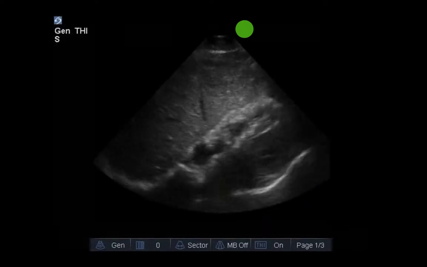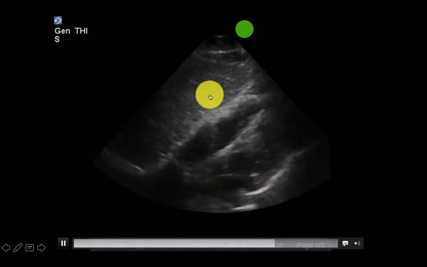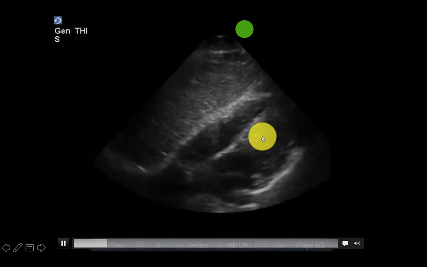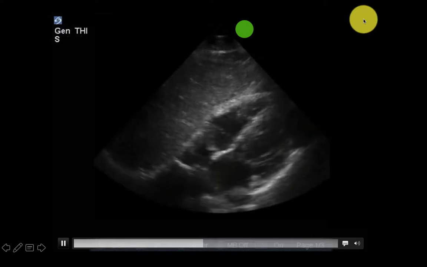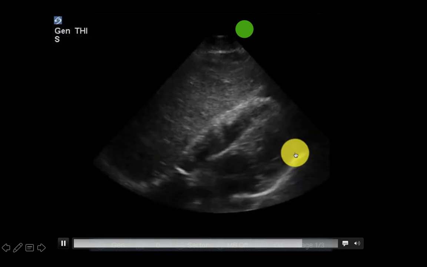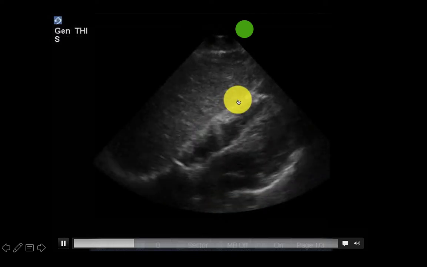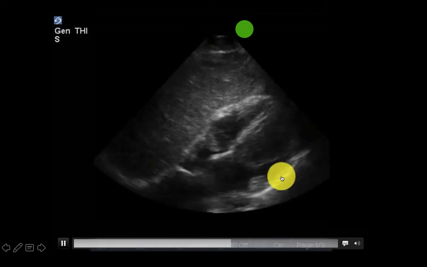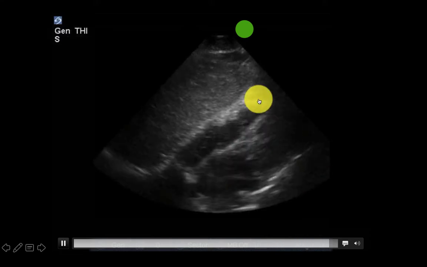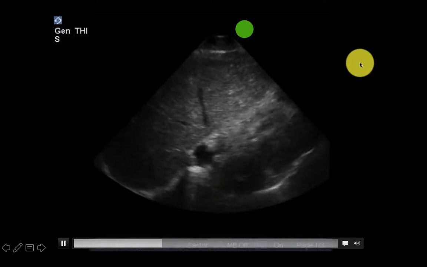Here's the subcostal view that we saw earlier as well. Again, this is our liver. This is the right side of our heart, and this is the left side of our heart. We want to make sure our depth is optimized so that we're seeing around the entire heart. And now we're focusing on this bright white line that circles the entire heart. That's the pericardium.